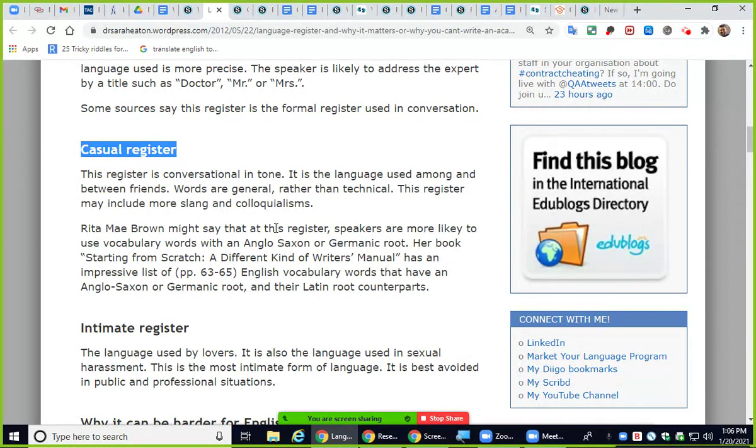Rita Mae Brown, language expert, says that this register is more likely to use words from Anglo-Saxon or Germanic roots. Smaller words, funny words, naughty words. Her book, Starting from Scratch, has an impressive list of English vocabulary words that have Anglo-Saxon or Germanic roots. I wonder if they have a lot of those four-letter words in there.